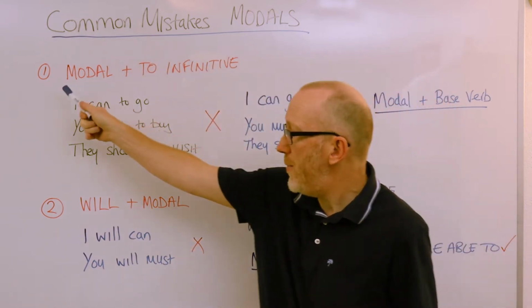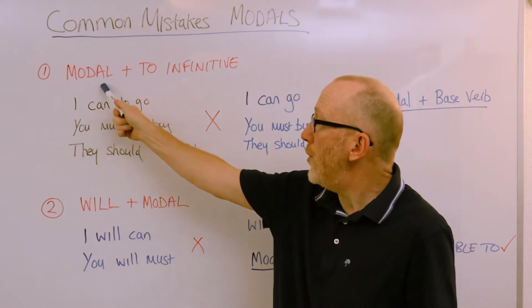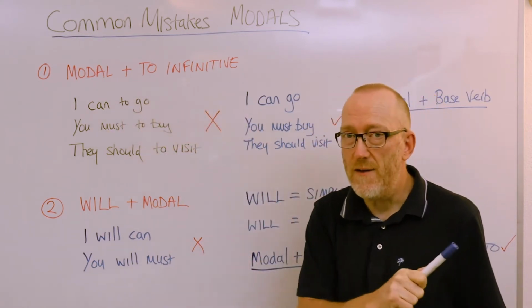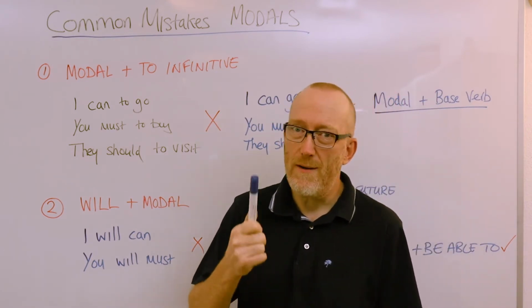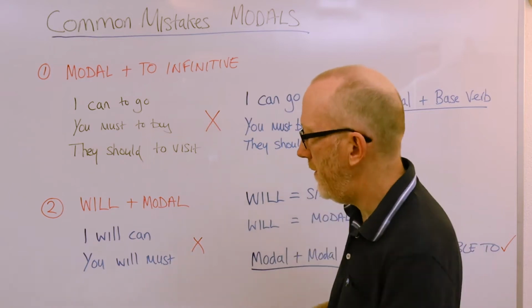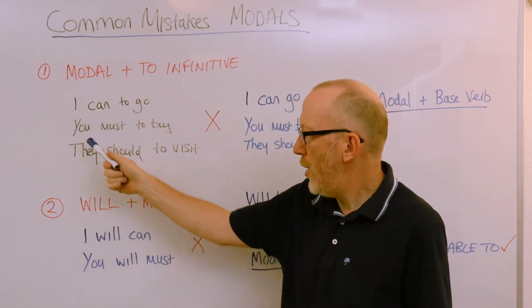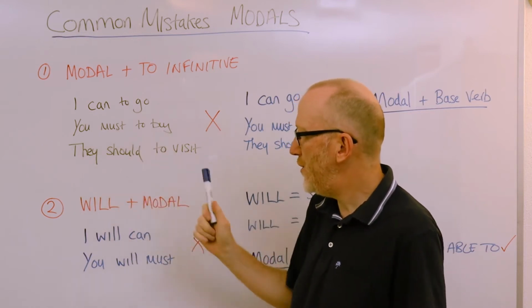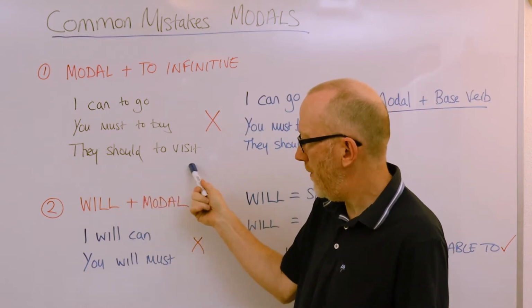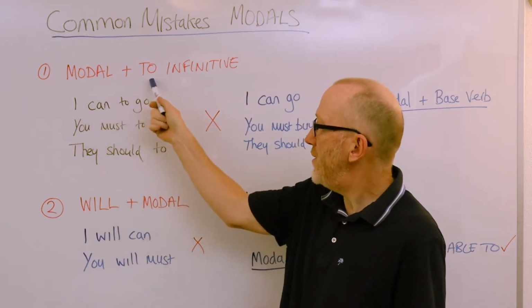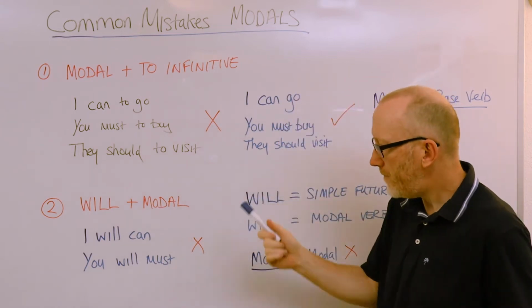So the top mistake that I see and hear is using a modal plus a to infinitive. This is very common in writing, especially for people who are preparing for their, say, IELTS exam, for instance. So you get phrases like I can to go, you must to buy, or they should to visit. Now these are all completely wrong. Okay? Modal plus a to infinitive is completely grammatically incorrect.